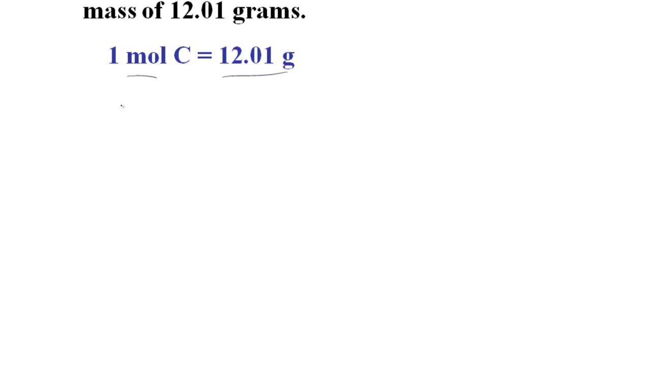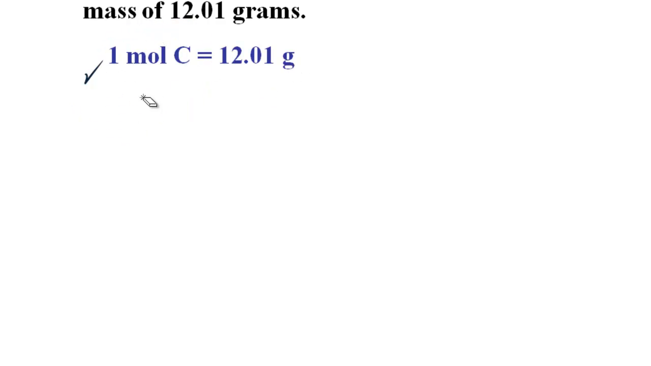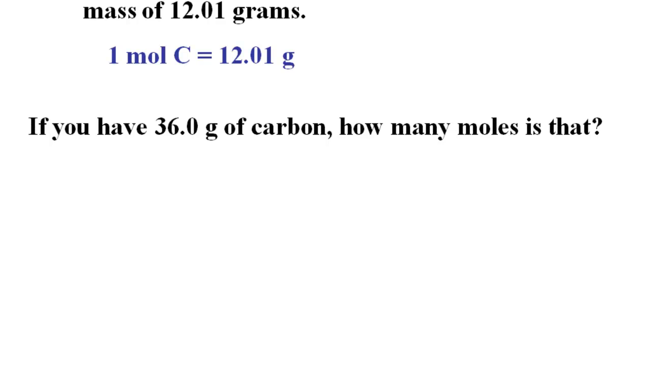If I have something in grams and I need to convert it to moles, I would divide both sides by 12.01 grams. This side becomes 1, and there's my true conversion factor. So if I have 36 grams of carbon, I would use this conversion factor to convert the grams into moles. So yes, if we have 36 grams of carbon, we take this equality up here and divide both sides by 12.01 grams.